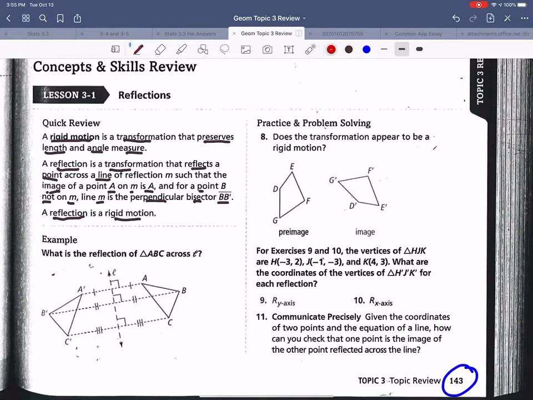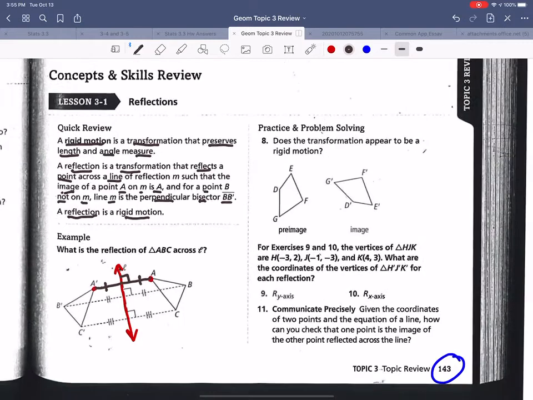Okay, so we talked about this a little bit in class. Notice point A flipped over this line would land here on A prime. Now I'm using the phrase perpendicular because if I connected that line, it would make a 90-degree angle. And I'm using the word bisector because it looks like that line got cut in half. And so that's how we flip stuff over a line.